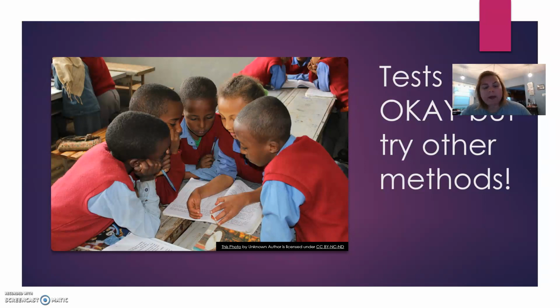Tests aren't a bad way to measure a student's progress, but using non-test strategies will allow students to be more relaxed and perform more naturally, so the teacher can best know what the student is learning and what the student needs to learn.